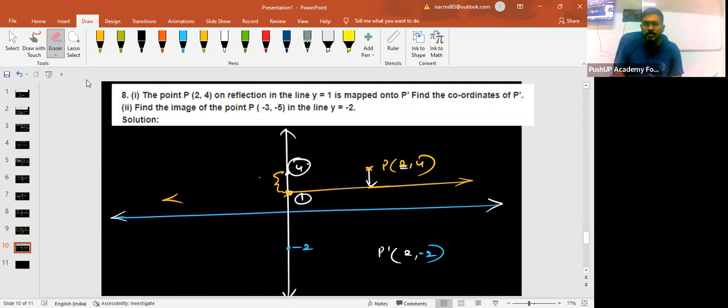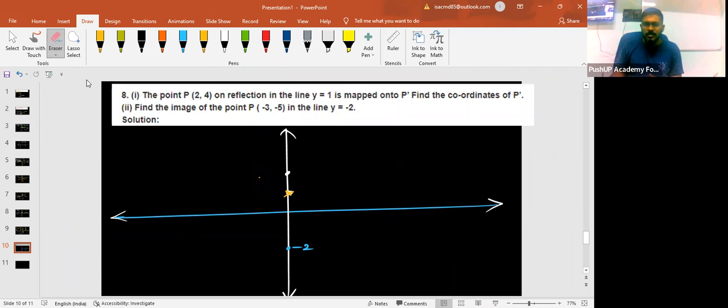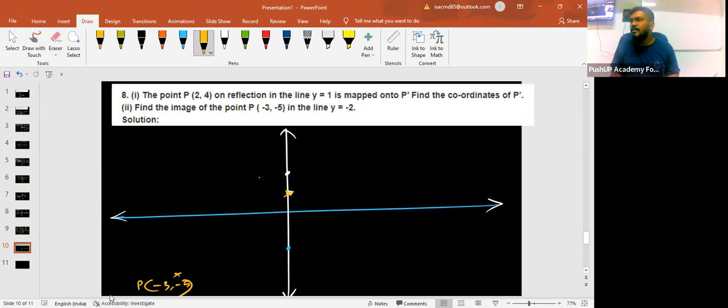Find the image of the point P -3, -5 in the line y is equal to -2. Let's confirm the answer. Most of them have already answered it. Very good, Purva. Purva, I think you have to check again. Someone made a mistake: instead of taking y is equal to -2, I took it as 2. Okay, fine. So -3, -5. In which quadrant does it come? It comes in the third quadrant, right? -3, comma -5. What is the answer, Jeevan?